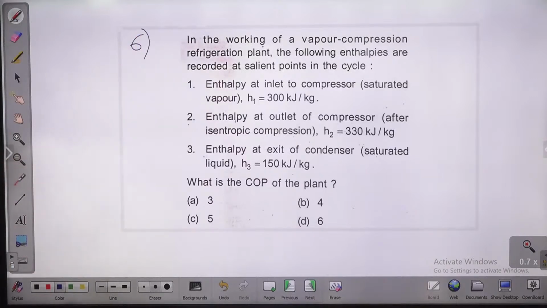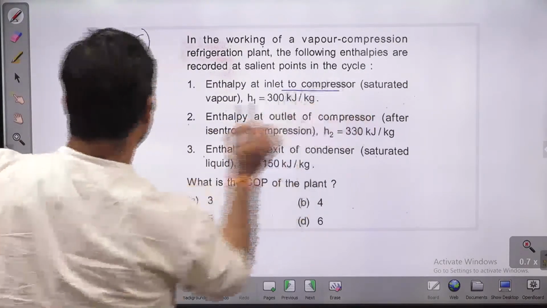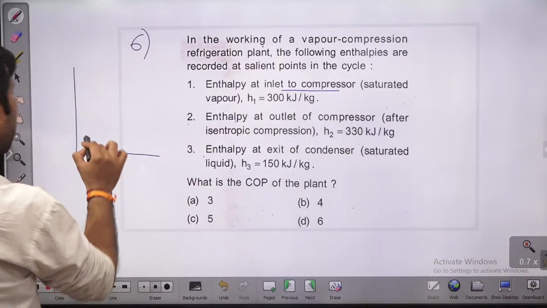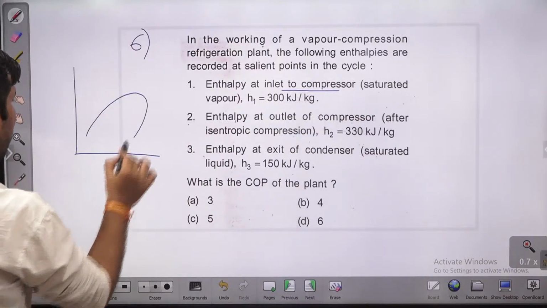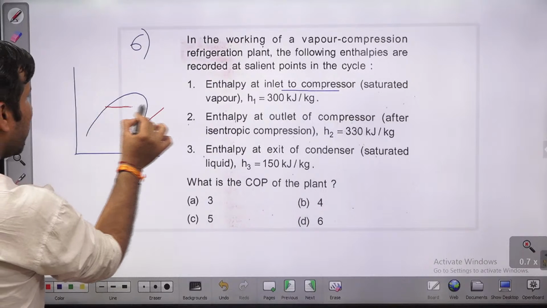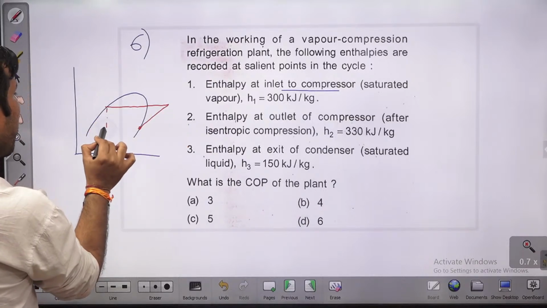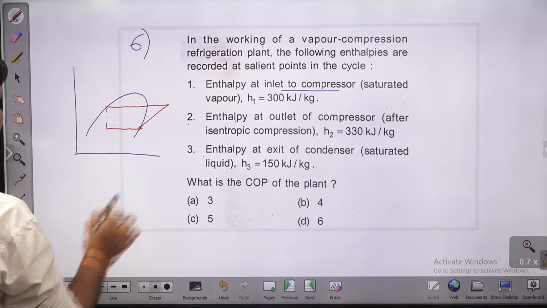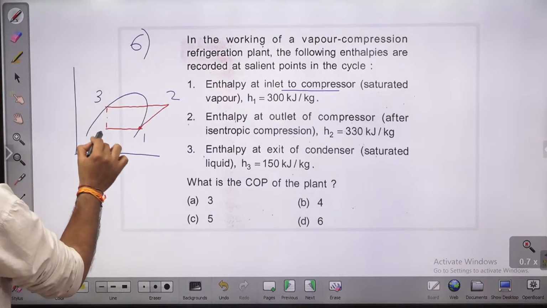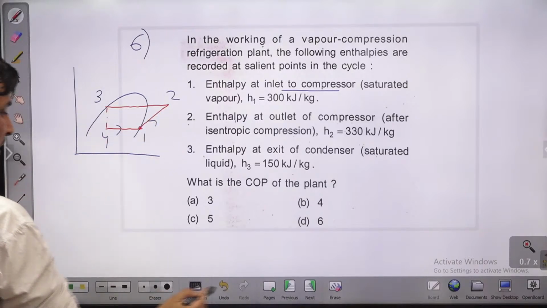In the working of a VCRS system, the following enthalpies are recorded at salient points in the cycle. It is a similar kind of question; earlier also we have solved this kind of question, so please try to answer. If you draw the pH diagram here, something like this, these are the different points on the pH diagram. You can mark them 1, 2, 3, 4. These are the four points.